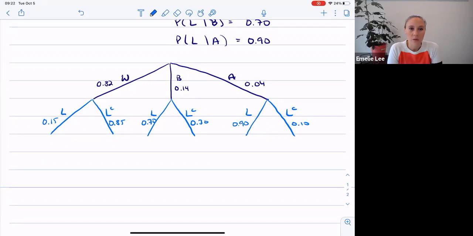What we do when we want to figure out the probability at the end of each branch is we just multiply down the branch, because at the end of this branch, you're both white and lactose intolerant. So whenever you catch yourself saying and, you're going to be multiplying. Whenever you catch yourself saying or, you'll be adding.